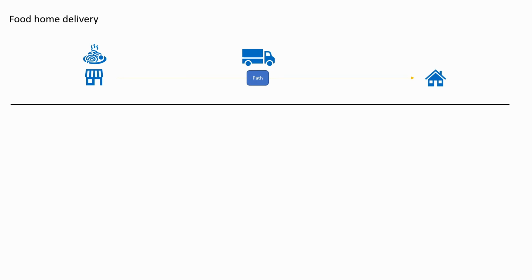To give you a bit more understanding, let's start with an analogy. Say you order food online with home delivery. There is the restaurant, the food you order, your home, the driver, and the path the driver goes through to deliver your food. Azure Data Factory works the same way.